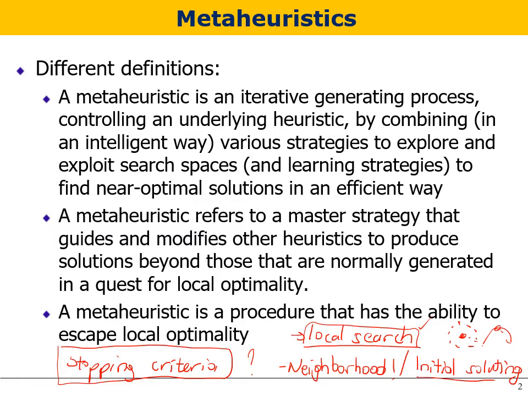How do you find the initial solution? How do you define the neighborhood? How do you stop the algorithm? How do you avoid the cycling behavior? These are the questions that must be answered by any meta-heuristic algorithm.